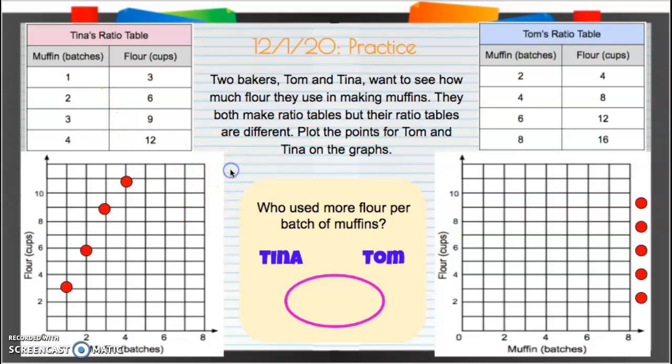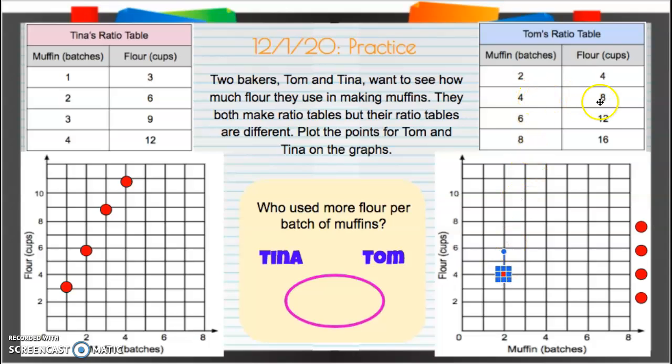Let's take a look at Tom over here. Sorry, this is not looking cute. There we go. Let's look at Tom over here. So his muffins and flour. The muffins, again, is on the x-axis and the flour is on the y. So we are going to go over 2 up 4. So two batches of muffins are going to have 4 cups of flour. So we're going to put 4 there.